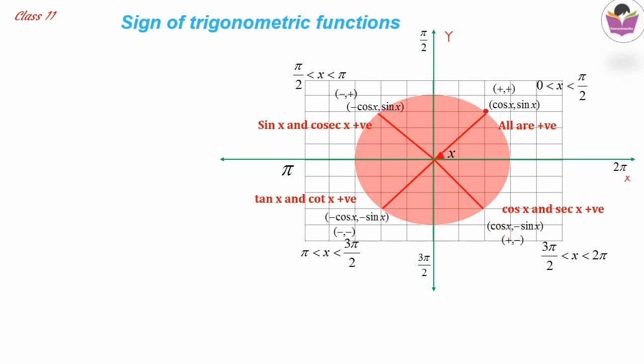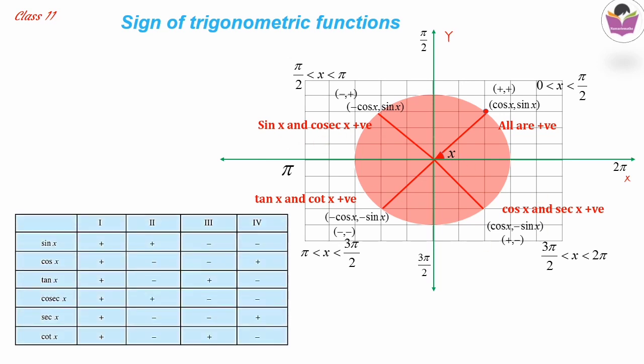So cos x and sec x will be positive, the remaining are negative. So here in the first quadrant, all trigonometric functions are positive. In the second quadrant, sin x and cosec x are positive. In the third quadrant, tan x and cot x are positive. And in the fourth quadrant, cos x and sec x are positive. So this is the way this sign convention is defined. Just go through it, because it will be useful.